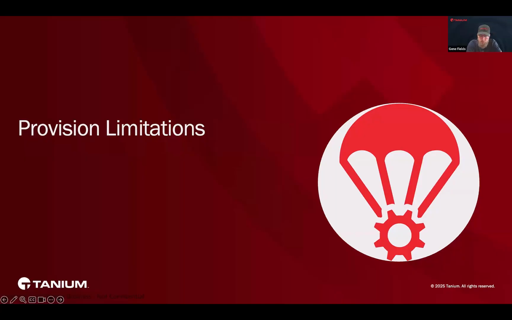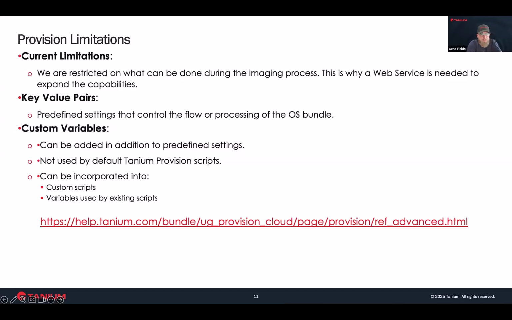So now let's discuss a little bit about the limitations of Provision. So currently with Provision, we're restricted on what we can do during that imaging process. This is why a web service is great, because it helps expand those capabilities. And as you are familiar with Provision, we do have key value pairs. Those are the predefined settings that control the flow or processing of the OS bundle, and those are defined in the OS bundle itself.